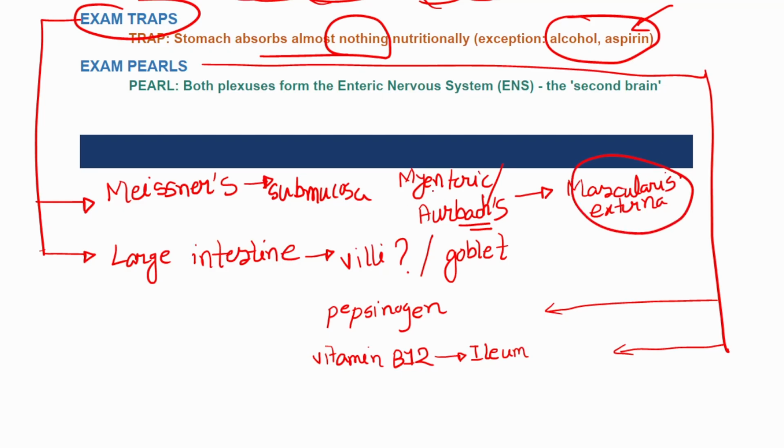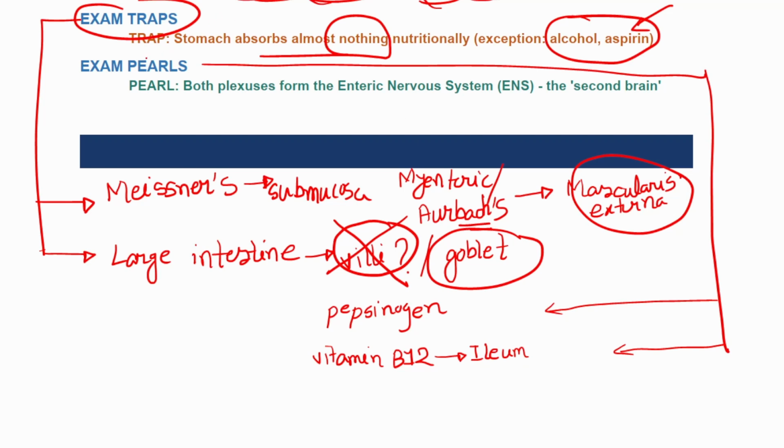A favorite exam question involves the mucosal surface of the colon. Examiners often falsely describe the large intestine as containing villi to increase surface area for water absorption. Do not fall for this. The large intestine has no villi and relies heavily on goblet cells for lubrication.